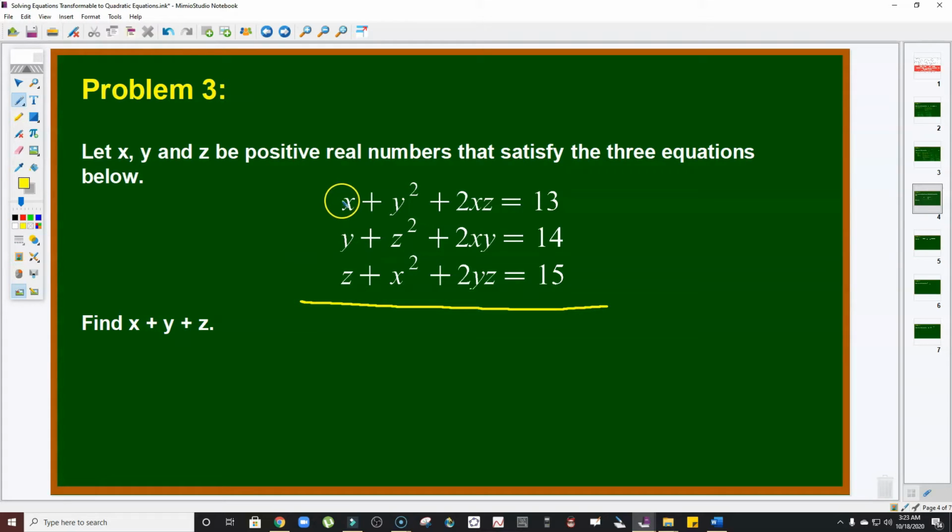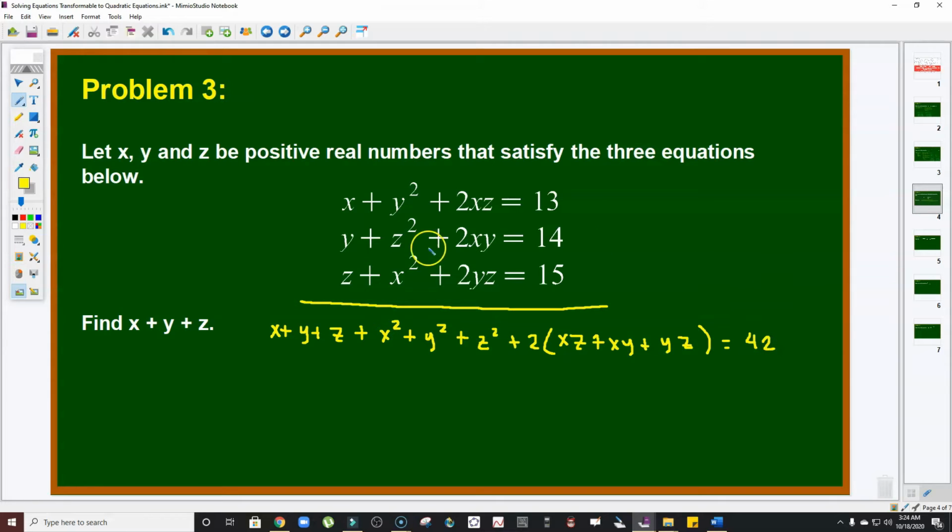In the sense that x plus y plus z, you cannot combine them, so just write it as is. X plus y plus z. Then x squared plus y squared plus z squared, you cannot combine them, so write it as is. Same thing with this one, 2xz plus 2yz plus 2xy. Factor out ko na yung 2. So I'm going to have 2xz plus 2yz, plus 2xy. There you go. Equals 13 plus 14 plus 15, that's 42. See that?